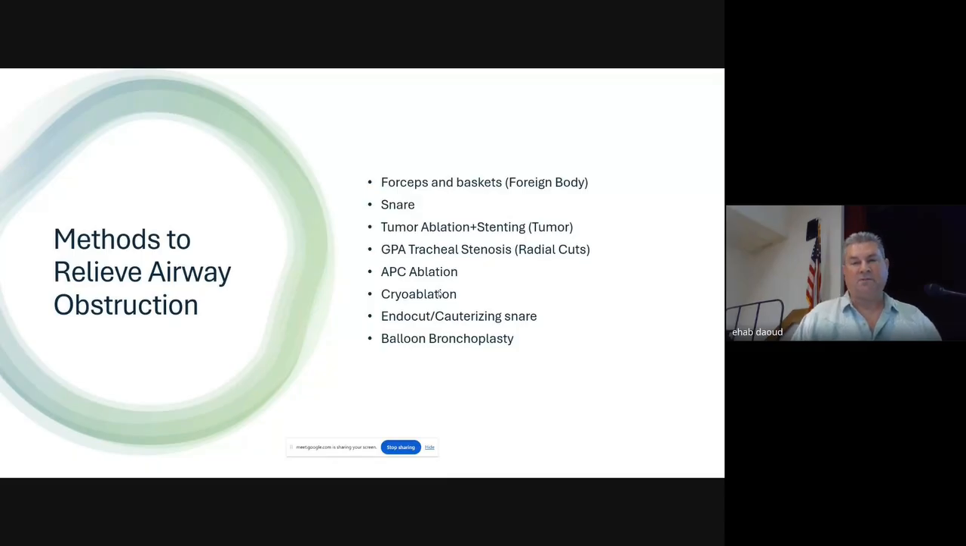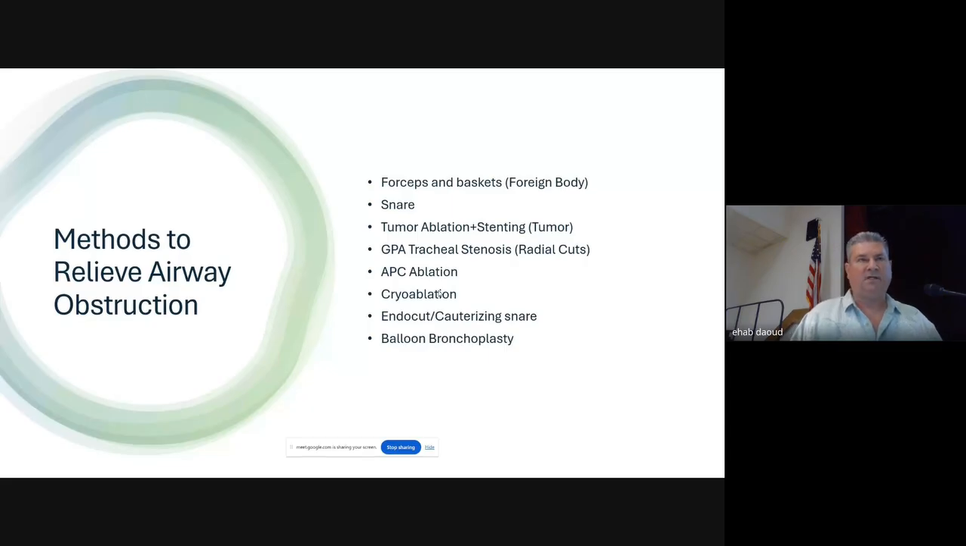So what are some of the tools? We use forceps and baskets to get foreign bodies out. Sometimes you can snare something or lasso it. I like to use argon plasma coagulation or ablation. Sometimes we'll stent the airway open if it's being collapsed by an external mass. I use the cryo quite a bit to debride and take out chunks of tissue that are blocking the airway. Sometimes we use a cauterizing snare if something's on a stalk or a polyp.